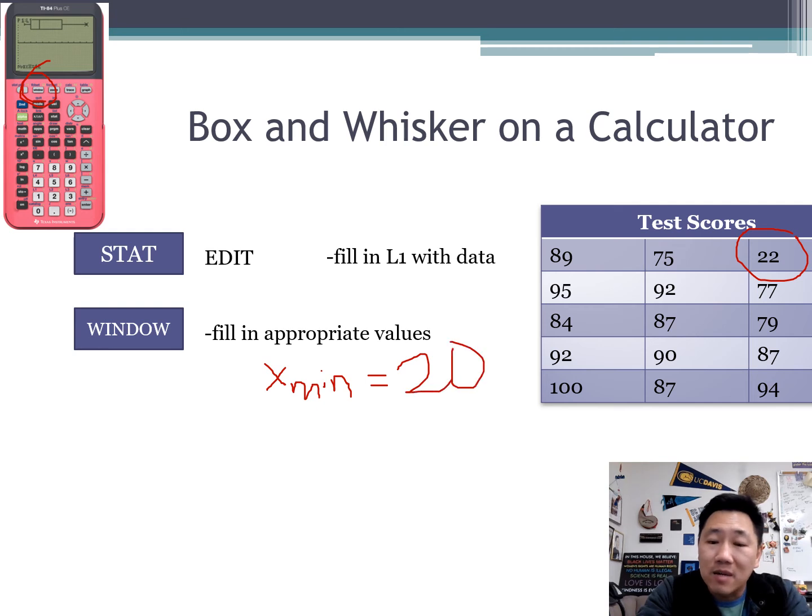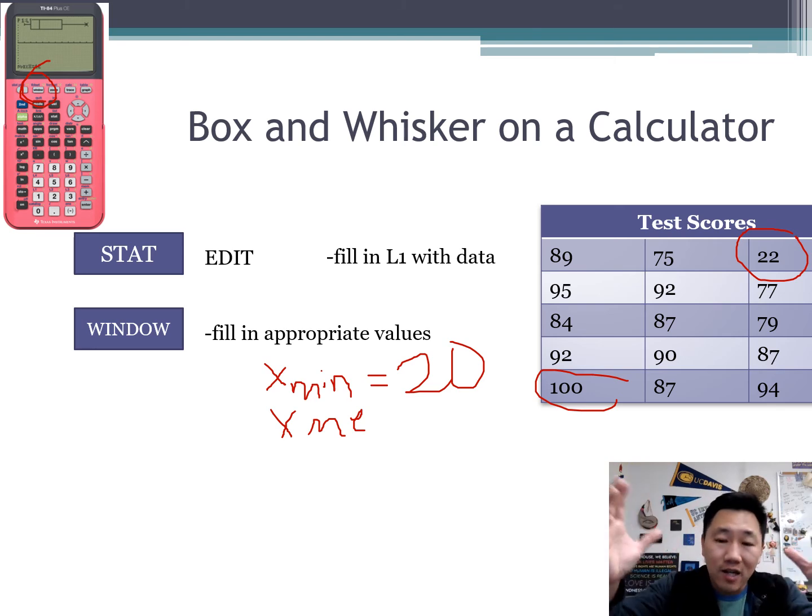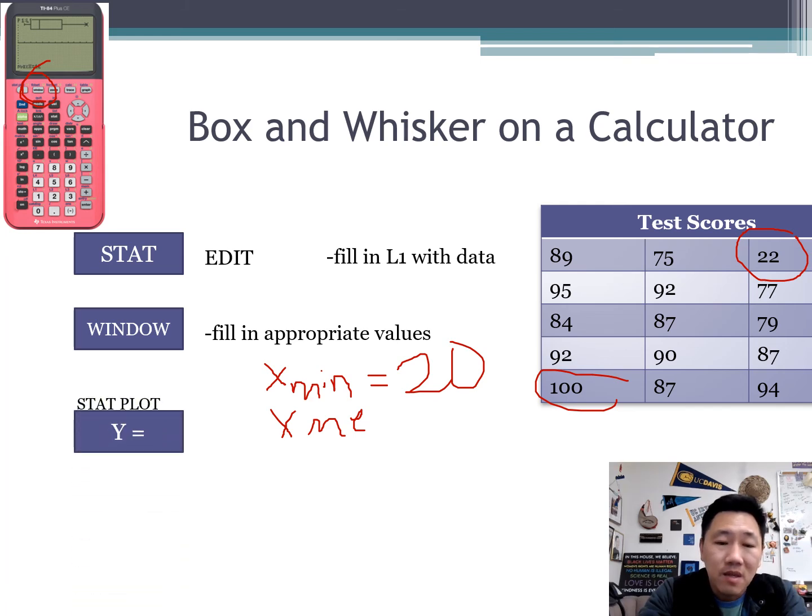And then the largest number is 100. So maybe make the x maximum 110 or 105, so that your window is a little bit bigger than the data that we have. All right, so once we have the correct window, what you need to do is go to stat plot, which is up here. It's hard to find, but once you get used to knowing where everything is on your calculator, it should be easy.